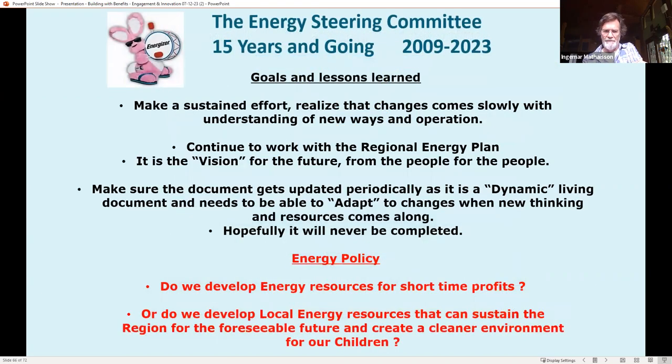And then going forward, hopefully the energy plans will never be completed. And the policy is, do we develop energy resources just for short-term profits, or do we develop local energy resources that can sustain the region for the foreseeable future and create a cleaner environment for our children?